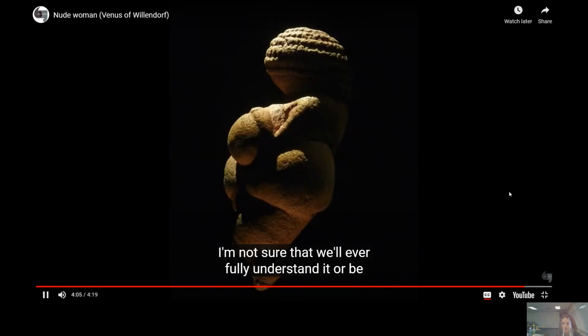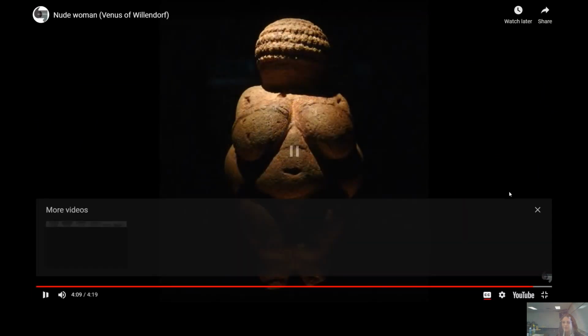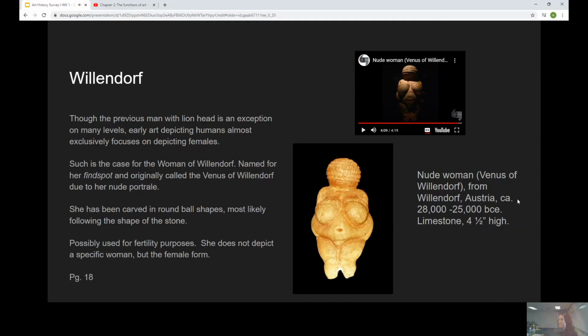I'm not sure that we'll ever fully understand it or be able to retrieve its original meanings. I always think that one's really interesting, just because despite the fact that we have tried to disassociate our own thought process onto objects, it's still being portrayed in that way, in a Greek temple with music and stuff, and that stuff wasn't around then. So it's an interesting choice on the museum's part.